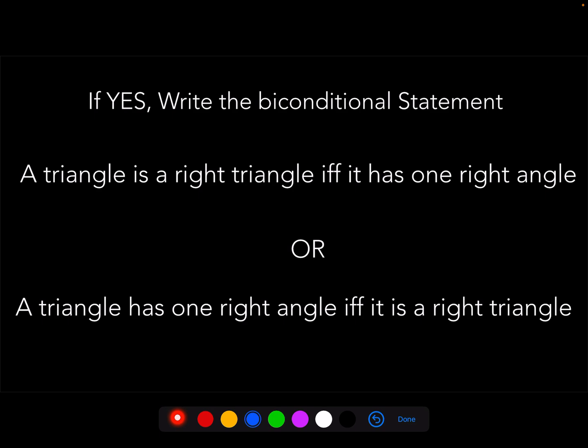But again, in order to write the biconditional statement, the conditional statement has to be true and the converse has to be true. When both of them are true, we can write the biconditional statement. If they're not, you simply can't write it if one of them is not true. You just say it's not a biconditional statement. I can't rewrite this as a biconditional statement. Any questions with that first example?